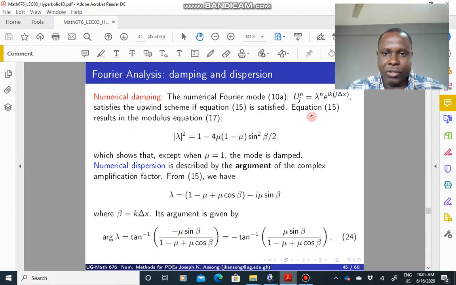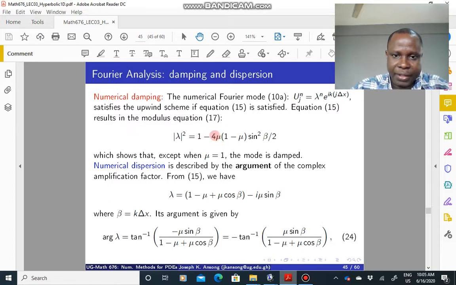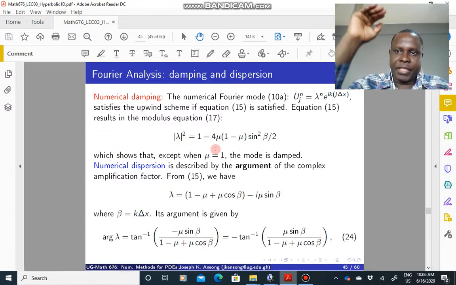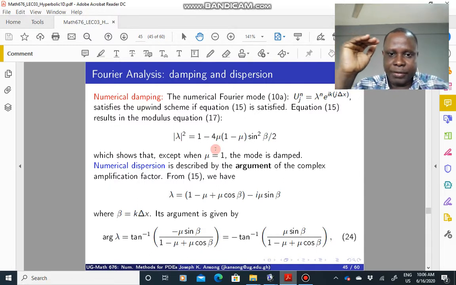From the Fourier mode, which is what we often use to analyze the stability, if you substitute this into the Upwind scheme, you end up with this modulus equation, which is given by this. So you see that the modulus, which describes the amplitude of the waves, is not a constant 1, right? It's 1 plus these other terms. And recall that we said that the Upwind scheme is stable if this quantity here is positive, which means that the modulus will decrease from the value of 1.